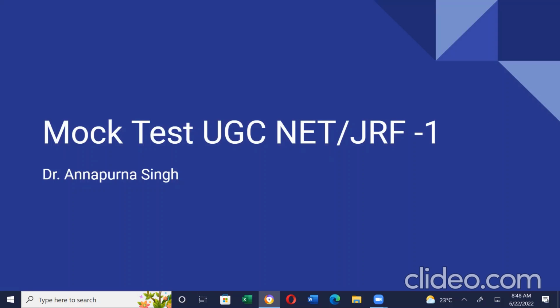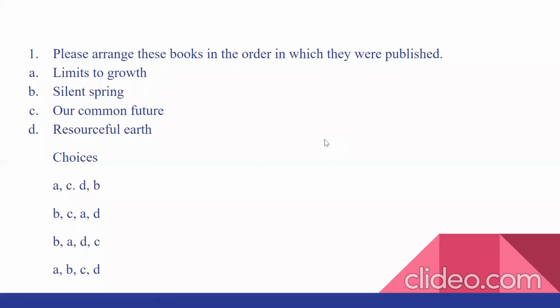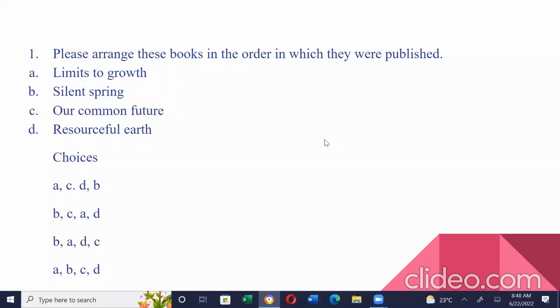And let's start. If you want to solve it yourself, just mute the audio. If not, go with me. Please arrange these books in the order in which they were published. So the first is Limits to Growth. Second option is Silent Spring. Third is Our Common Future. And the last is Resourceful Earth.